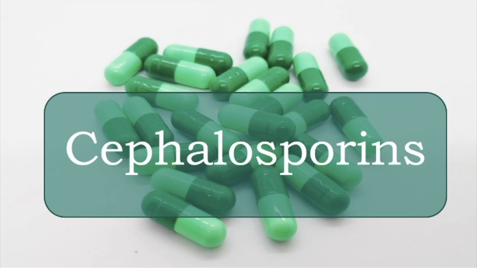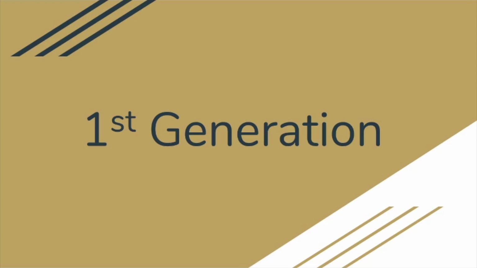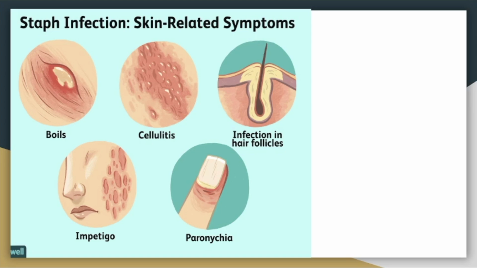So let's go deeper into cephalosporins. First generation, probably some of the more popular cephalosporins, and they should start to look familiar to you if you're prescribing these medications. All right. So let's talk a little bit about staph. Staph, specifically methicillin-sensitive Staphylococcus aureus, can cause all types of skin-related infections. One, it can cause boils, which is a deeper, pussy kind of abscess. Cellulitis, which is a more superficial infection, and so forth and so on.